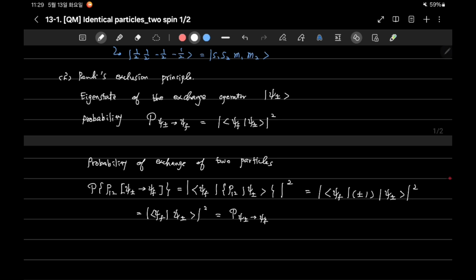And here I write down in words: cannot distinguish between exchanged and unexchanged system.